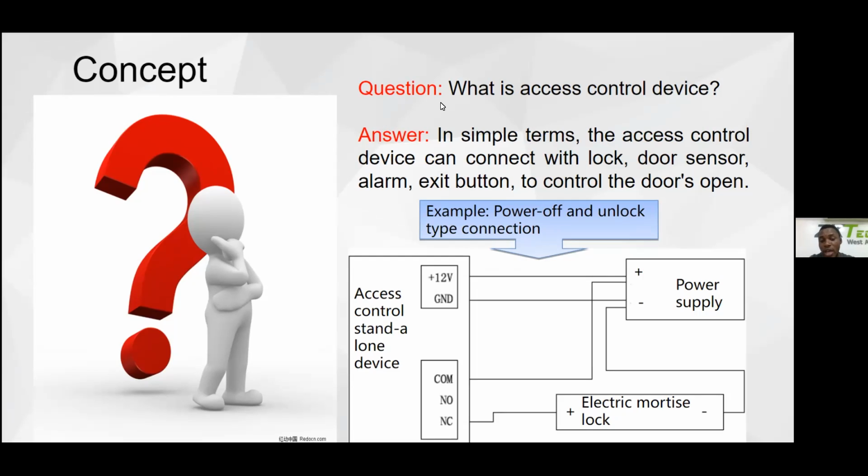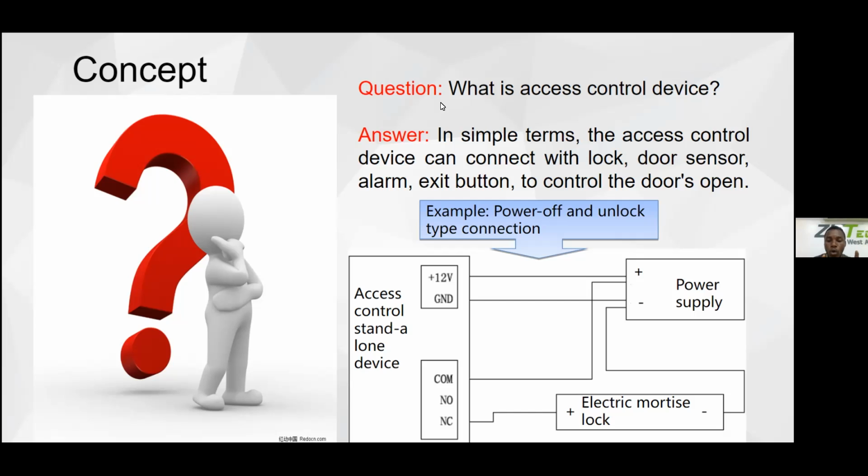Looking at this pictorial diagram, we have our access control device with a 12-volt power supply. This 12-volt is connected to the positive power supply. On that same device, you see where it is written GND. The GND is connected to the negative power supply. Below, we are seeing COM, NO, and NC. NO means normally open and NC means normally closed.